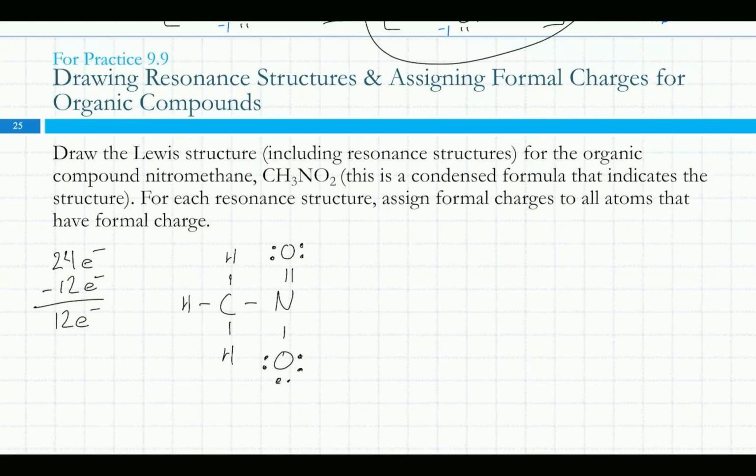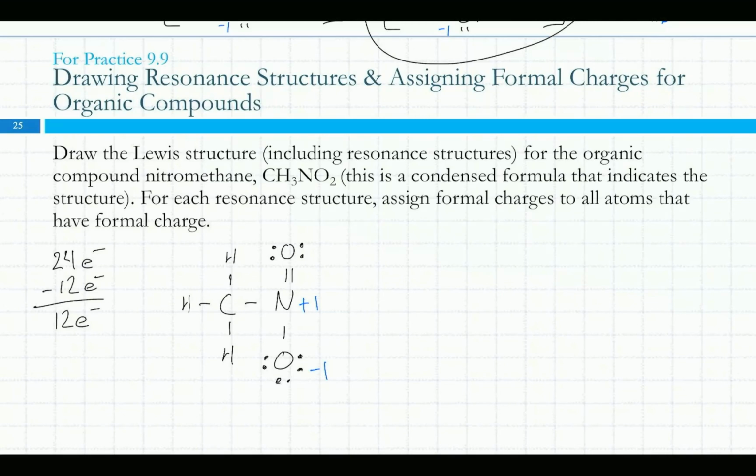Now, formal charges. Hydrogens only have 1 valence electron, 1 bond, no formal charge for those. Carbon has 4 electrons, so 4 minus 1, 2, 3, 4, no formal charge there. Nitrogen will be 5 minus 1, 2, 3, 4, so that's a +1. And then my oxygen on top is going to be 6 minus 6, so that's 0, and the one on the bottom is -1.